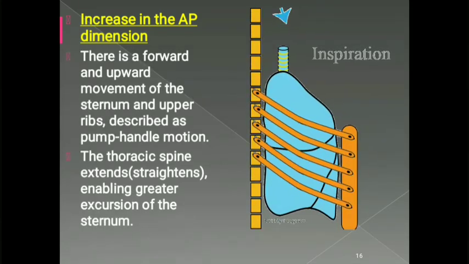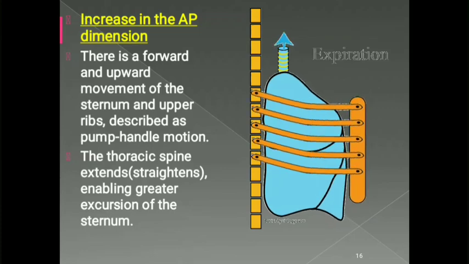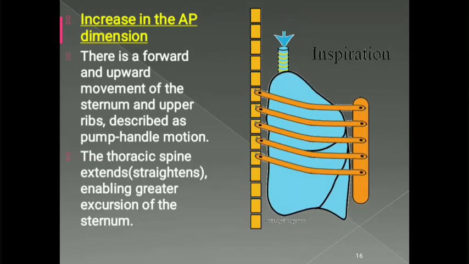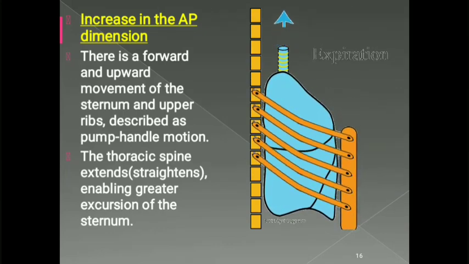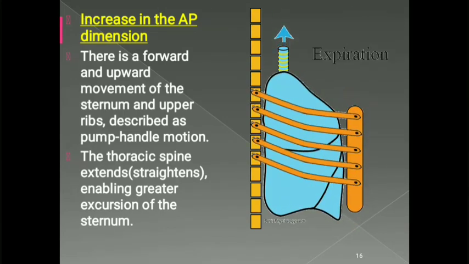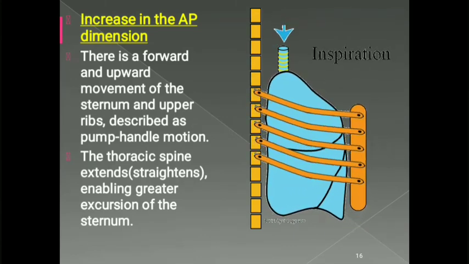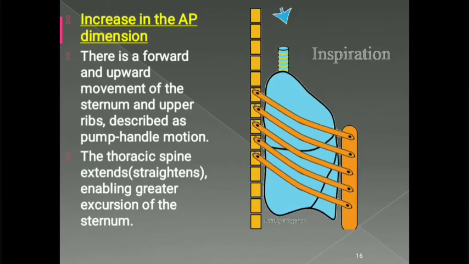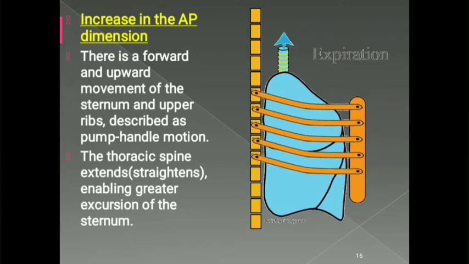The first is pump handle motion, in which there is an increase in the anterior-posterior diameter. During this movement, there is a forward and upward movement of the sternum and upper ribs, which is described as a pump handle motion. The thoracic spine extends, enabling a greater excursion of the sternum. As you can see in this picture, there is an upward and forward movement of the ribs and the sternum, which increases the volume of our thoracic cavity during inspiration. It is described as a pump handle motion.